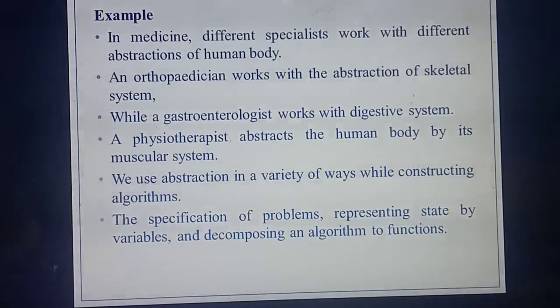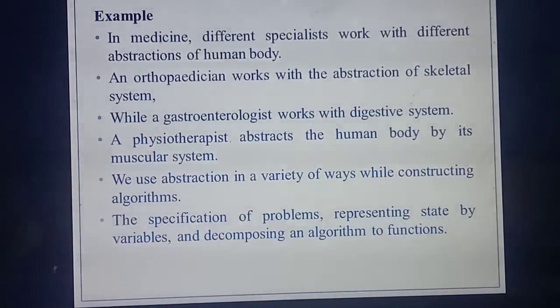So in medicine, that means in a hospital, a lot of doctors are there, a lot of details are there, but based on your disease you need to choose which one you require. That is called abstraction. Understood, students? Okay. So here is another example.